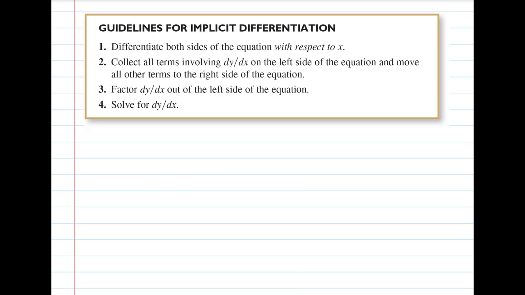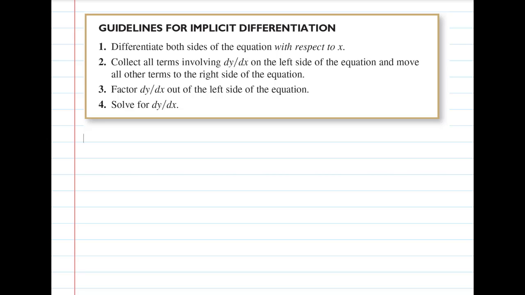Okay, so here are a couple of guidelines for implicit differentiation, and we have 4 simple steps. The first one is to differentiate both sides of the equation with respect to x. Remember here, guys, x is our independent variable, and y is always going to be a function of x for us. So always think of y as a function of x. Number 2 says collect all terms involving dy/dx on the left side of the equation and move all the other terms to the right side of the equation.